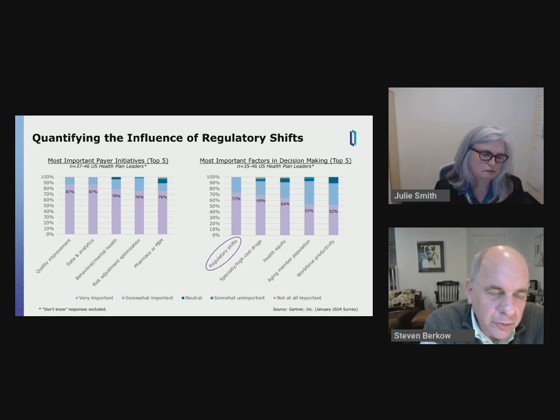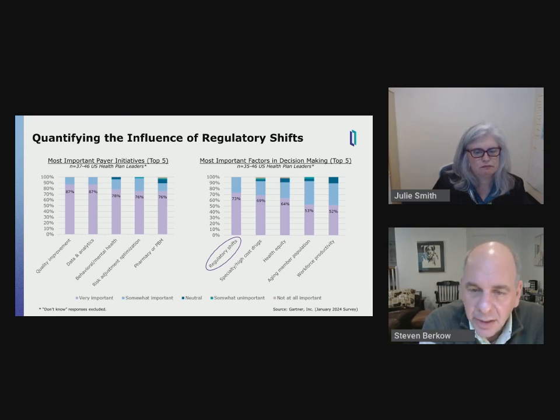And if you start to move left to right on the bottom, I don't think there's any big surprises here. Obviously, we want to positively impact quality initiatives. We want to leverage data and analytics to advance the triple aim, and so forth.